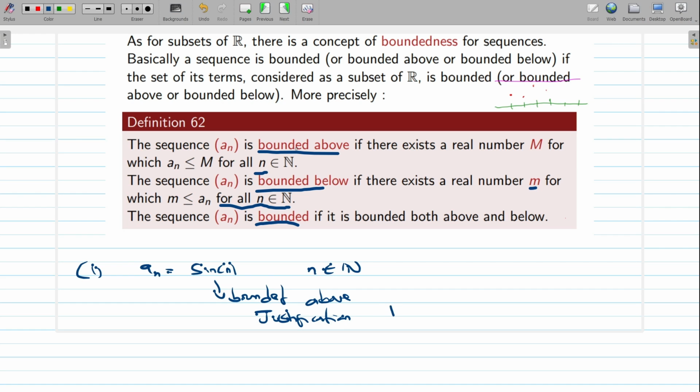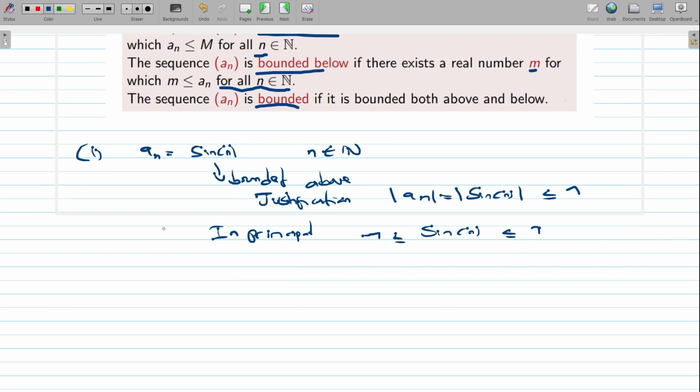We know that the absolute value of a sub n, which is equal to the absolute value of sine of n, is always going to be less than or equal to 1. In principle, sine of anything is going to be between 1 and minus 1. So this is an example of a bounded sequence. We can say that our sequence is bounded above by 1 and bounded below by minus 1. So our sequence is bounded.